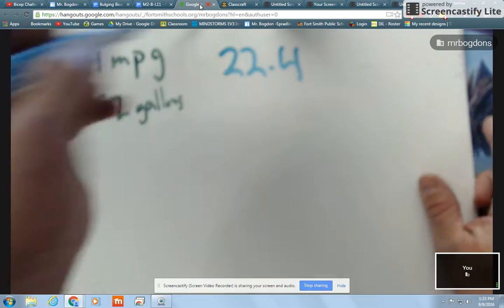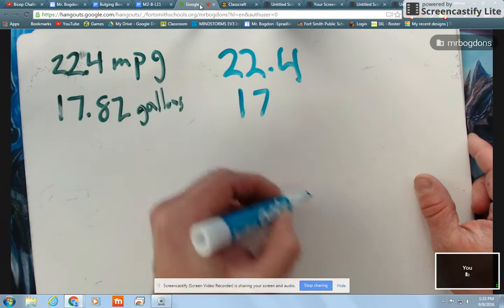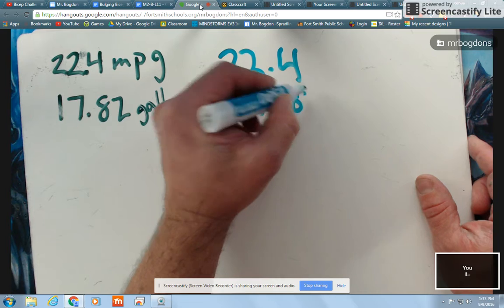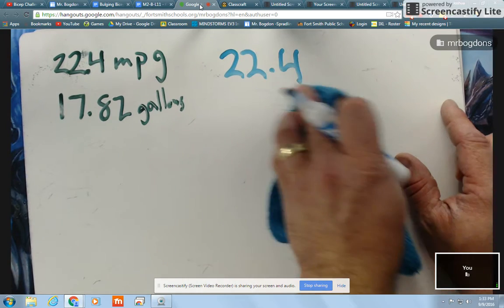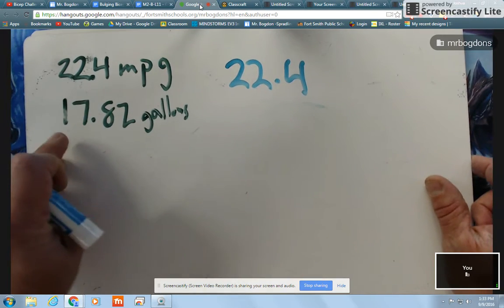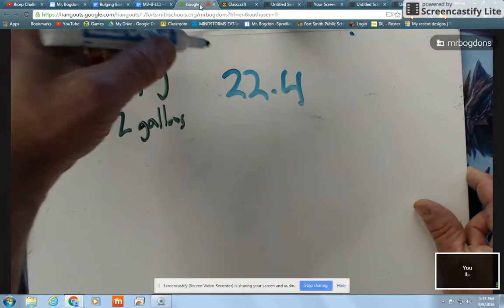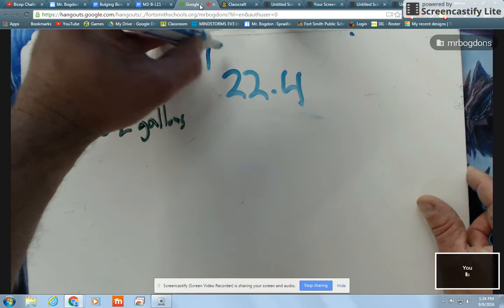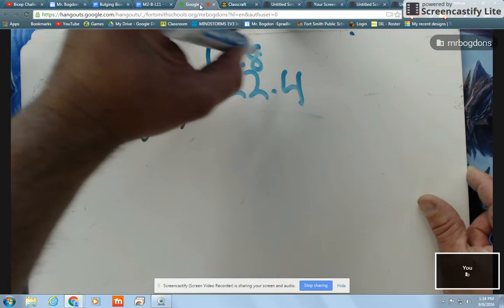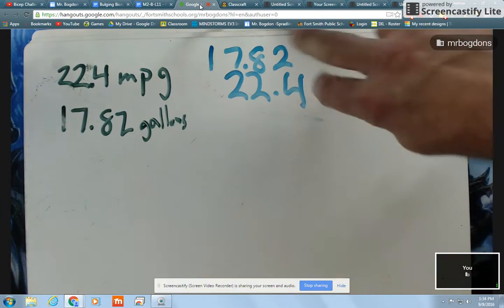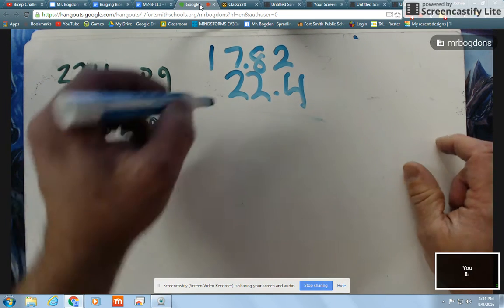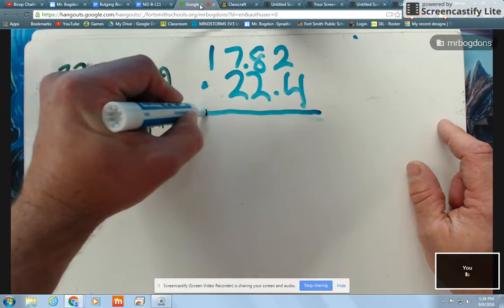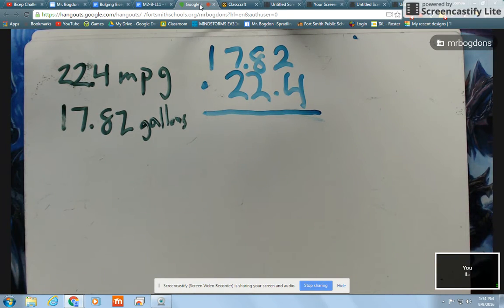So I'm going to write myself a multiplication problem: 22 and 4/10, and then 17 and 82 hundredths. Now, we need to be a little bit strategic about this. It's always helpful to write the number with more digits, 1, 2, 3, 4, on top. Because if I flipped it around the other way, then I would have 4 partial products instead of 3. I only want to have 3 because math people are lazy.